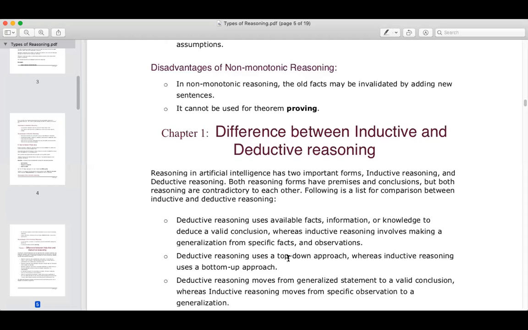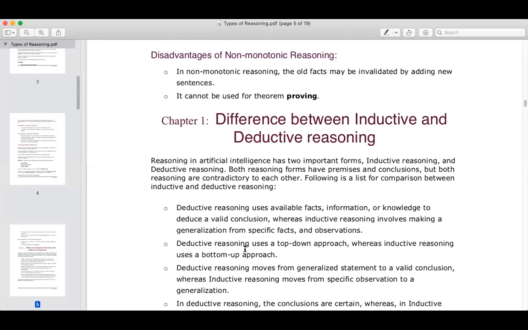Got it? Deductive reasoning uses a top-down approach, because in it first comes the theory, then hypothesis, patterns, and then it becomes observation. Whereas inductive reasoning uses bottom-up. Deductive reasoning moves from a generalized statement to a valid conclusion.